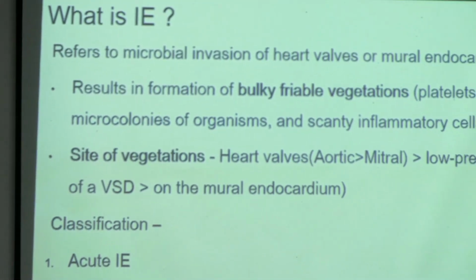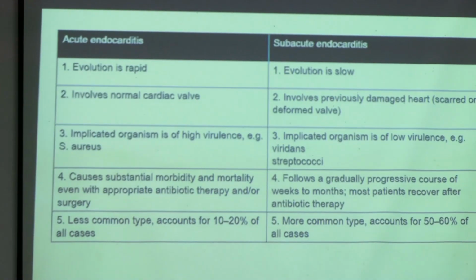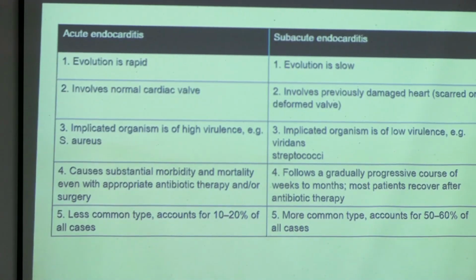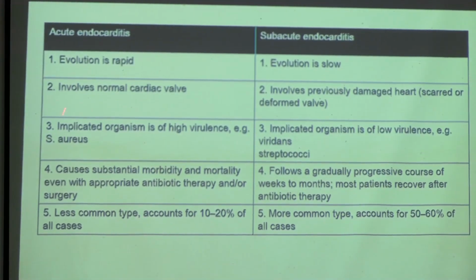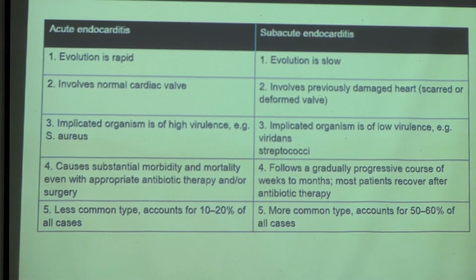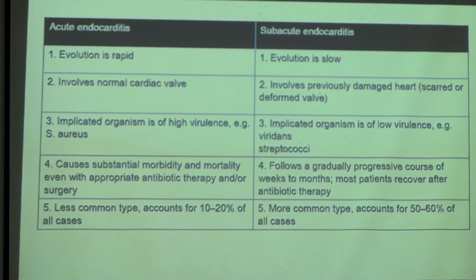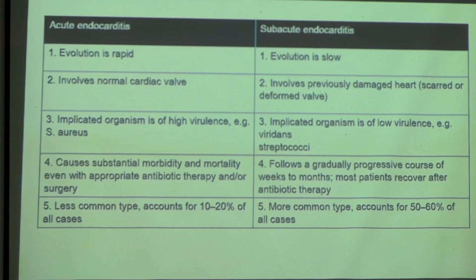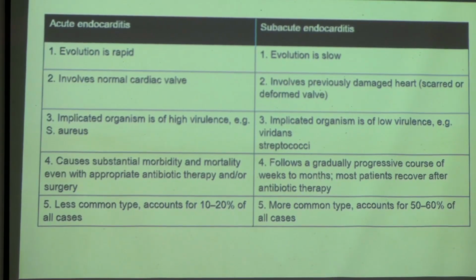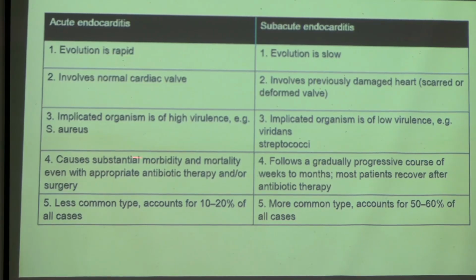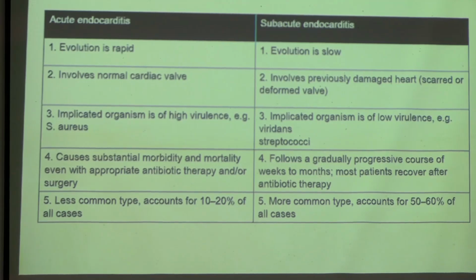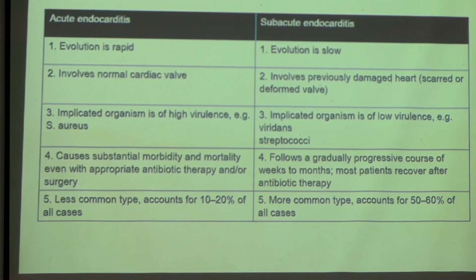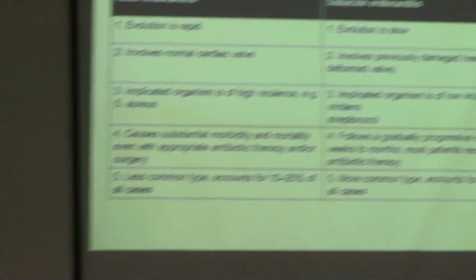Okay, so for classification we have the acute type and the subacute type. What is the difference between acute and subacute? Acute endocarditis mainly progresses rapidly, within a few days or weeks. Mainly it involves a normal cardiac valve. It is implicated with highly virulent organisms, like Staphylococcus aureus. It causes substantial morbidity and mortality even with appropriate antibiotic therapy, so it has a rough course of disease. It is less common, only 10 to 20%.